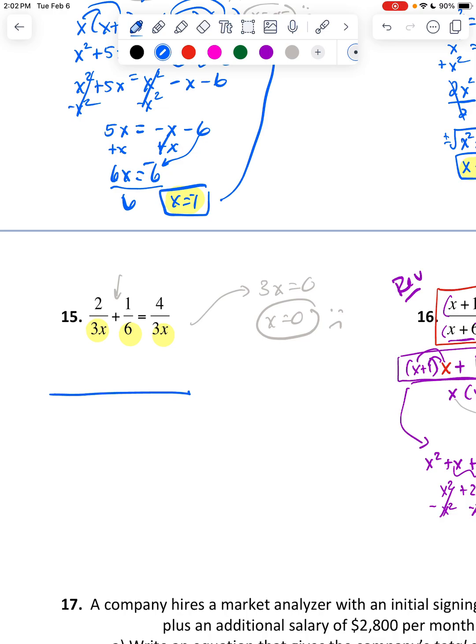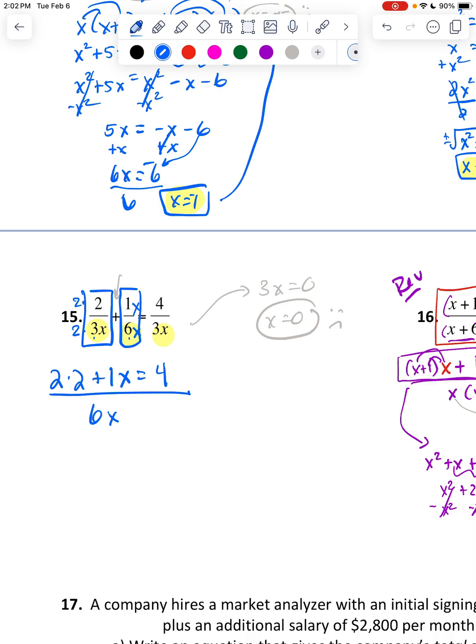I need a common denominator. For the numbers that I have, 3 and 6, I could use a 6. But I also need an x. And then I'm going to go fraction by fraction and adjust the top. That 2 is over 3x, but I need it to be 6x. So I'd have to times it by 2. So therefore, I times the top by 2. The 1 is already over 6, but not x, so I'd have to multiply it by x.